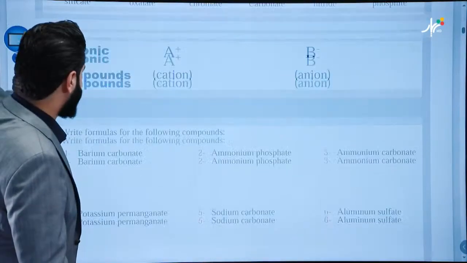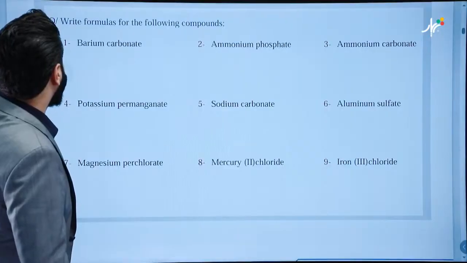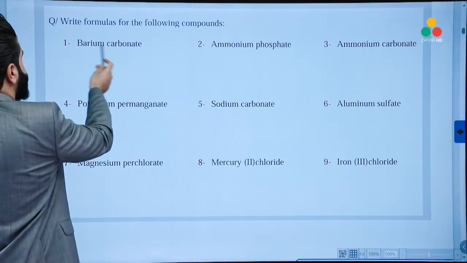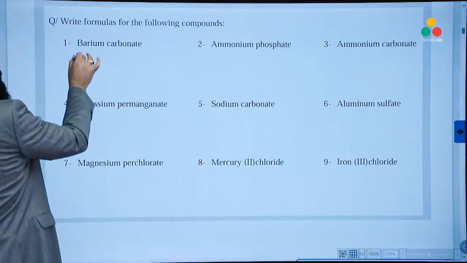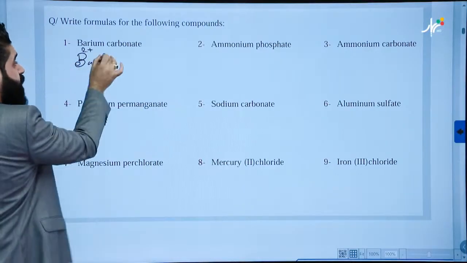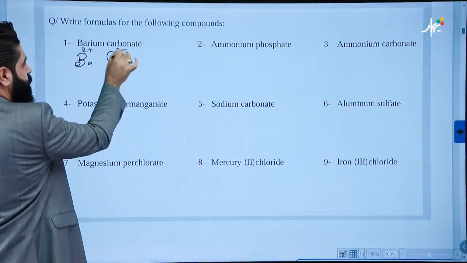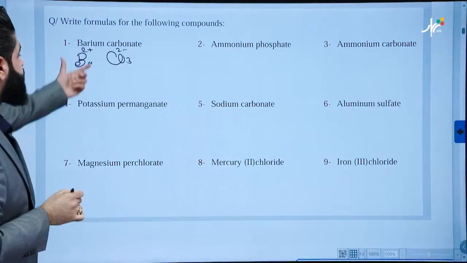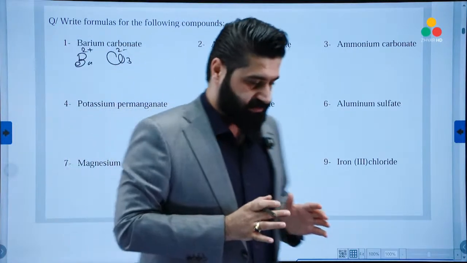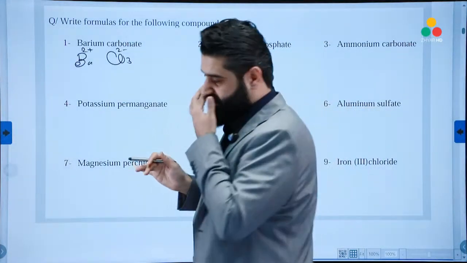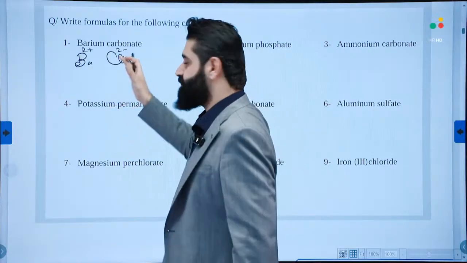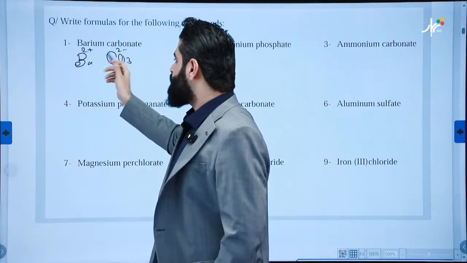Let's solve some questions about the chemical formula. Write formulas for the following compounds. The first one, barium carbonate. What's the chemical symbol of barium? Ba. The charge is +2. Good. Carbonate, CO3, -2. Since they have the same amount of charge, it means you have the same numbers but with opposite signs. So just combine them.